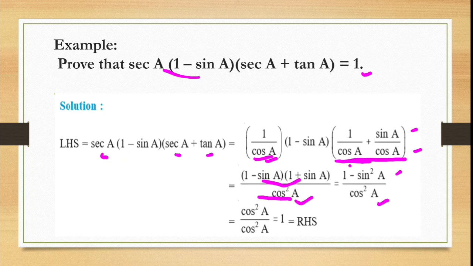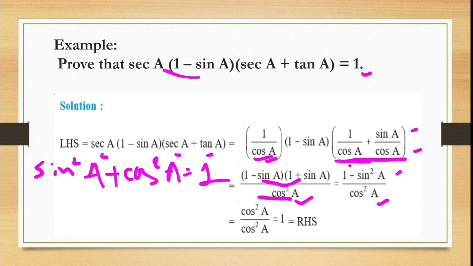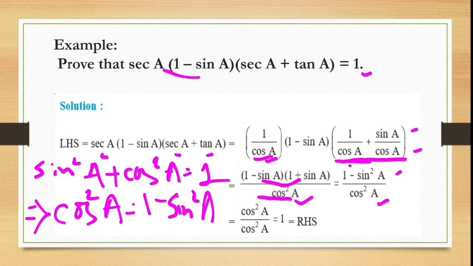Now look at here, you know the identity sin square A plus cos square A is equal to 1, right? That means you can write cos square A is equal to 1 minus sin square A if you take the sin square A in the right hand side. Okay, that means 1 minus sin square A is equal to cos square A. That's why in the place of numerator you can write cos square A and the denominator is also cos square A. They will cancel to each other, so the value will become as 1. Okay, in this way you have to prove this example.